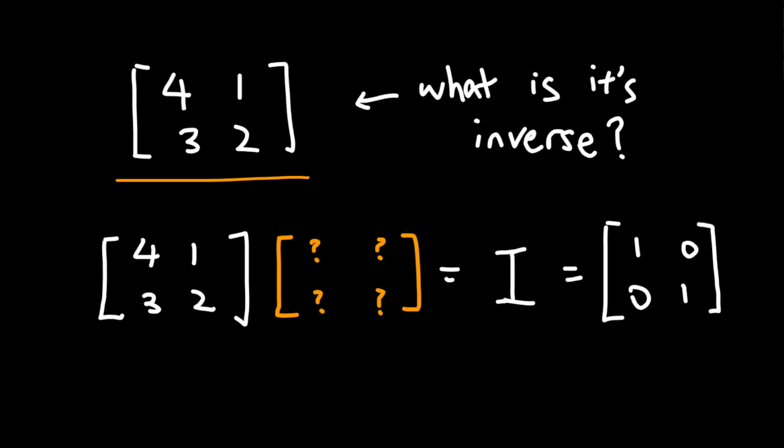Hello, I have a question for you. Let's say that I give you the matrix 4, 1, 3, and 2, and I ask you what is its inverse. How would you go about finding this?